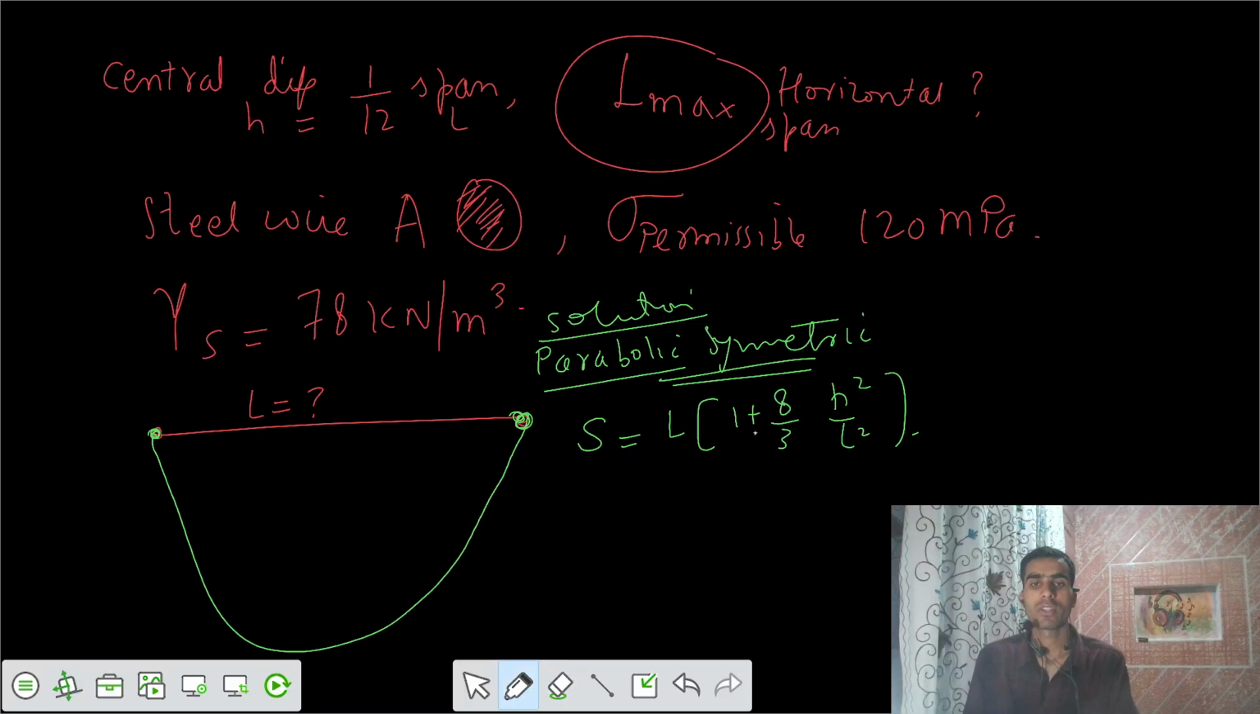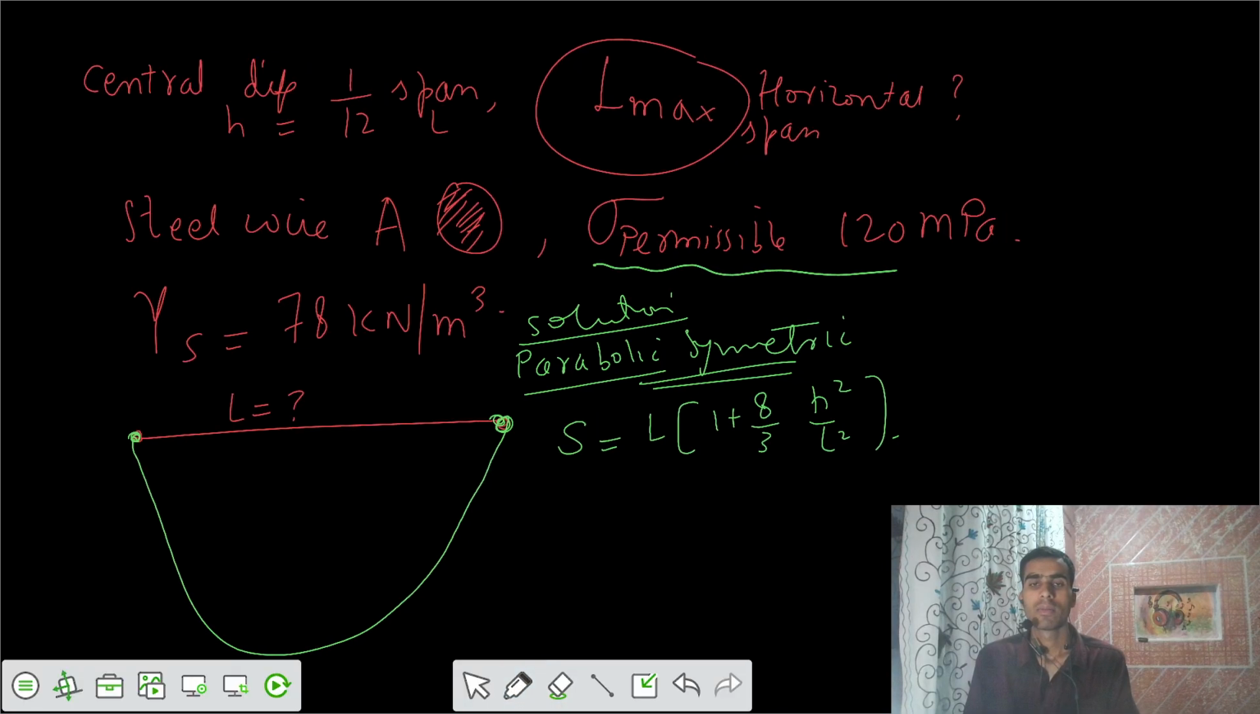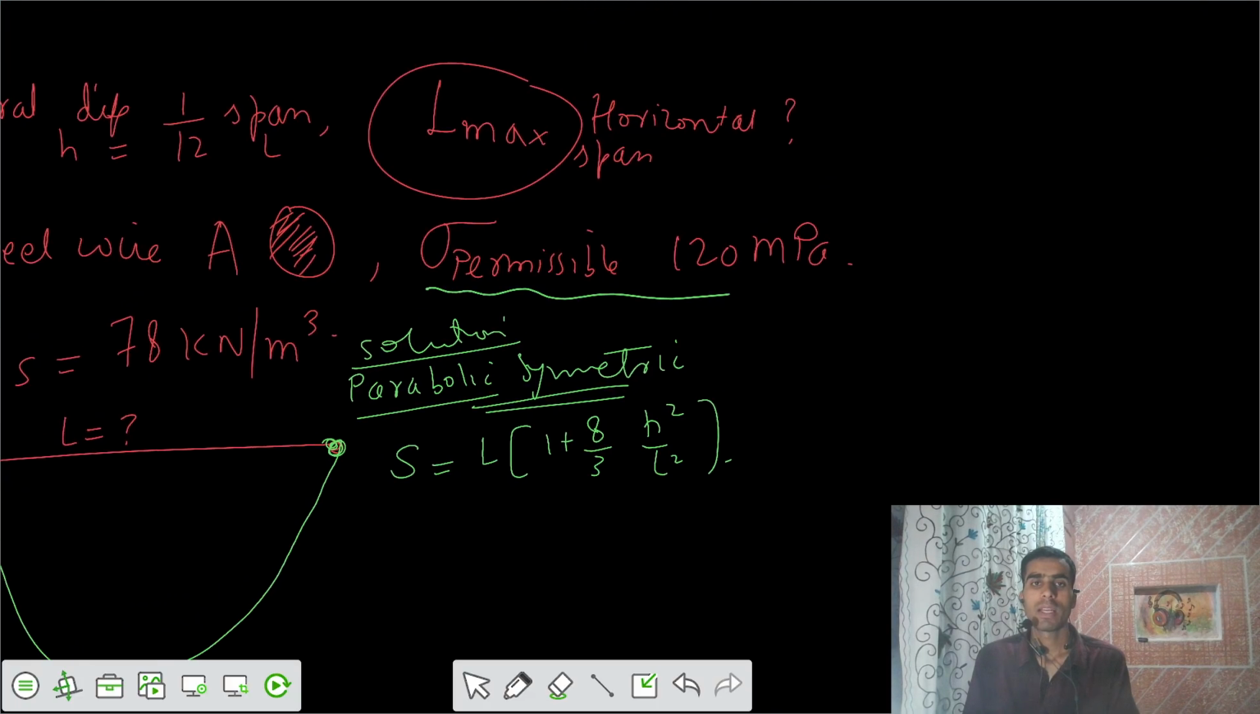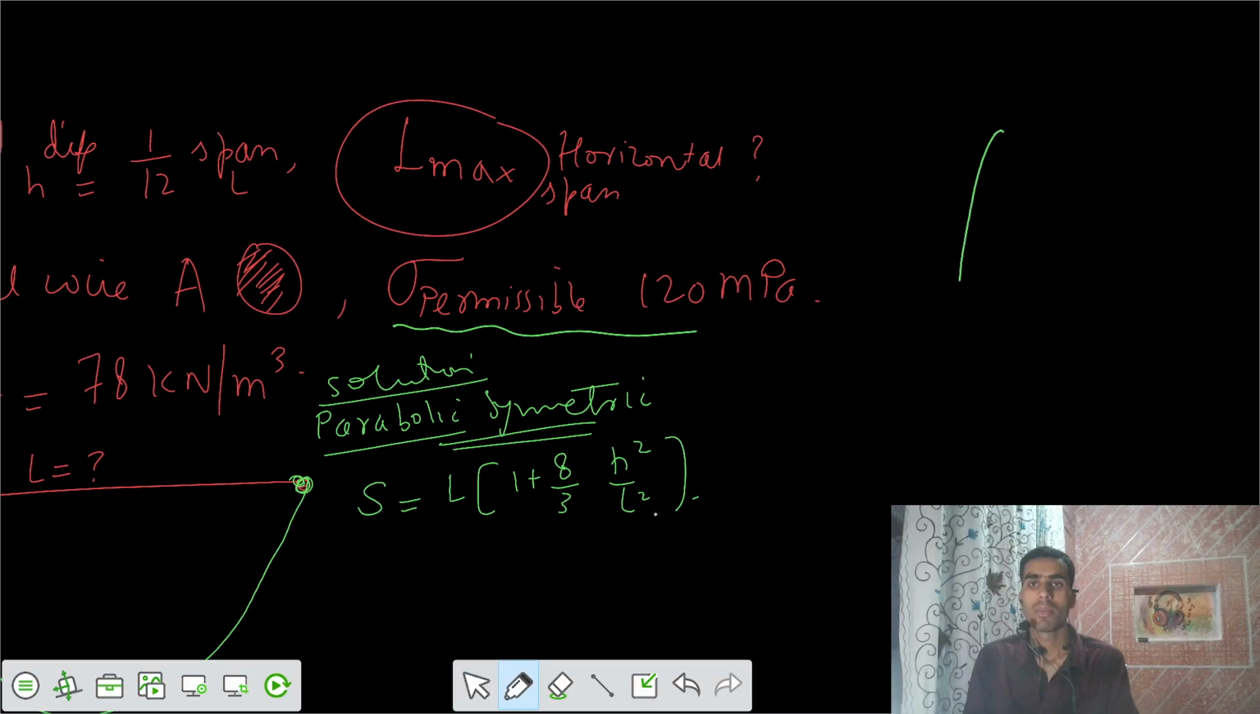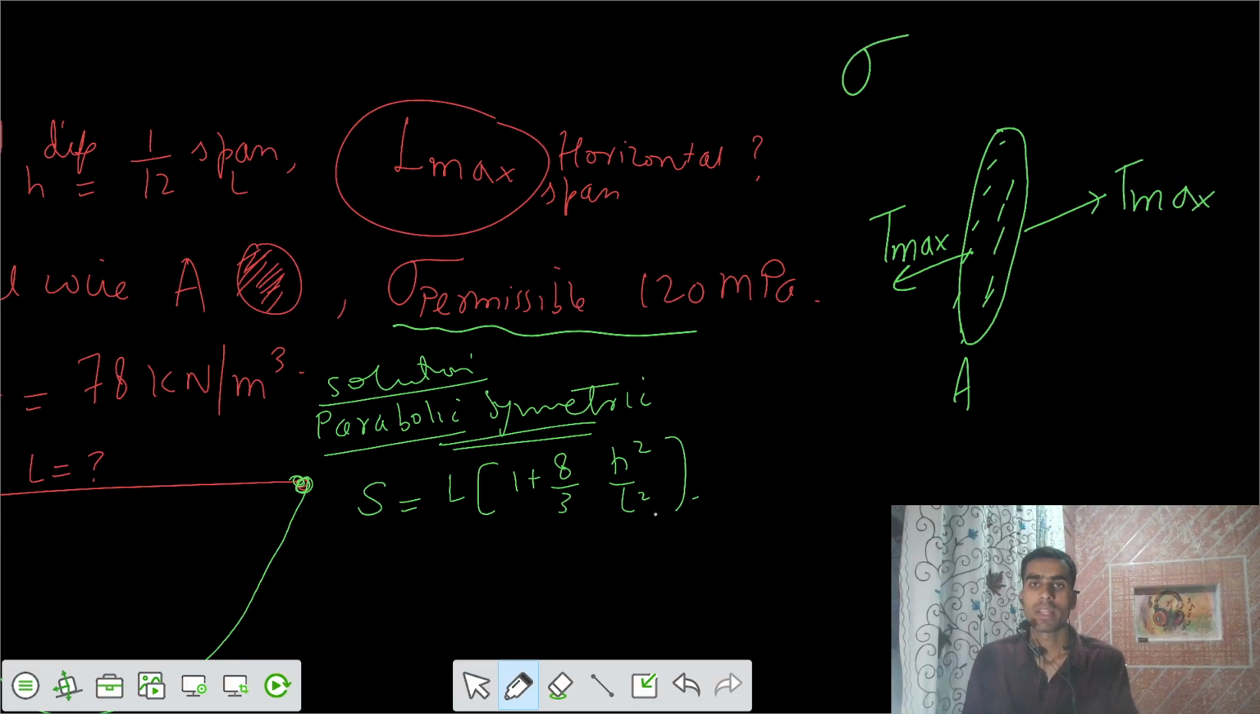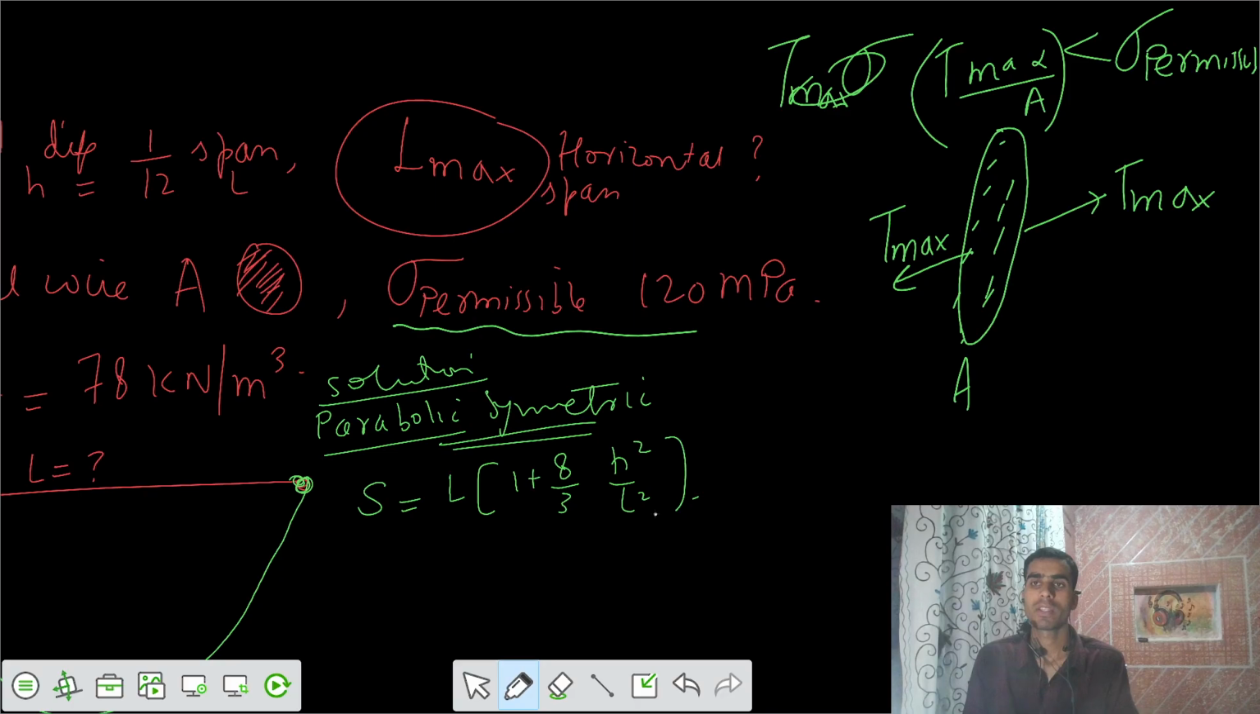We have permissible stresses given. So there should be some stress because of the load, because of some internal axial tension developed. If we have some cross section A and T max is the maximum tension, then T max by A cross section should be lesser than the permissible stress.